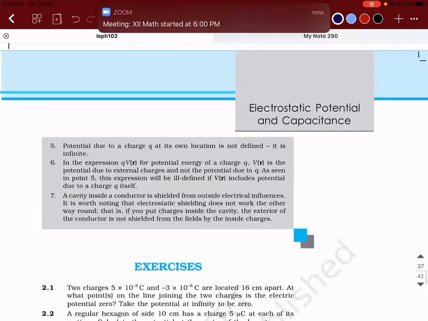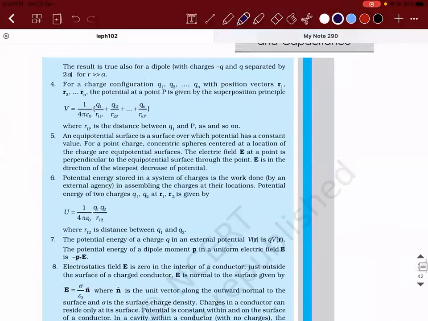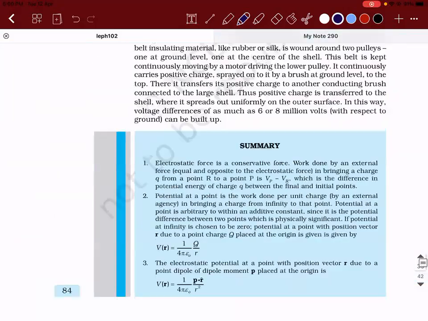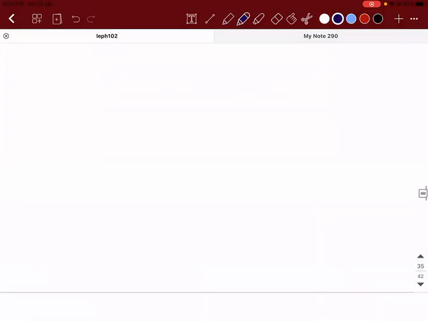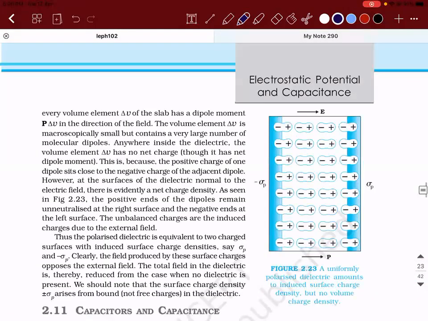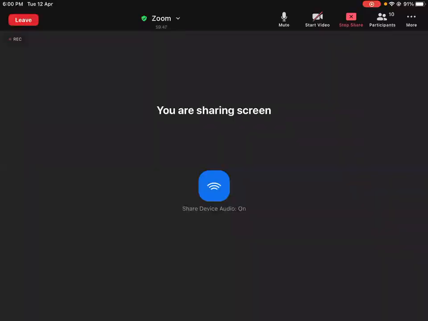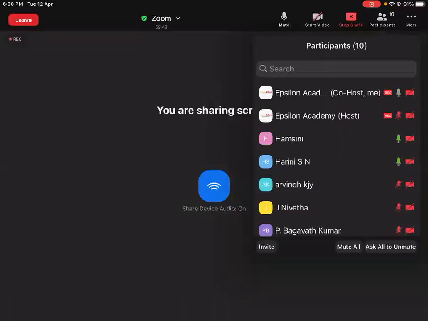So this is all about the basics of electrostatic potential energy and potential. If this is clear, as I told you, half of the chapter is over. The next part is simple for me to take. We will discuss it tomorrow. Revise and come. Those who are online, any doubts, please? No, sir. Understood, sir. Okay, good.